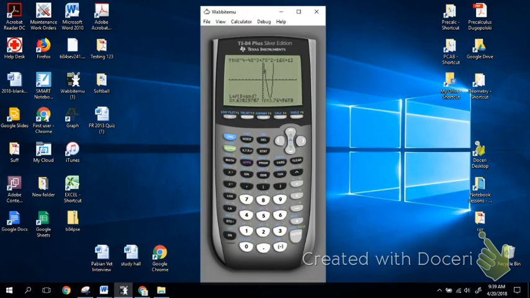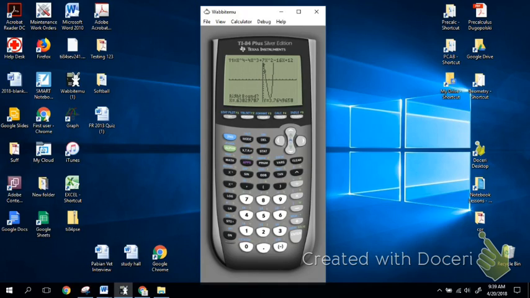All right, we are going to look for this 0 right here. It asks for a left bound. So you're just going to make sure this flashing x is to the left of this 0. Anywhere to the left will work, so I'm just going to put it about here, just to the left of it. And I'm going to hit enter.